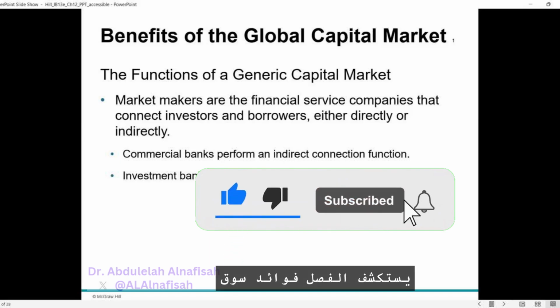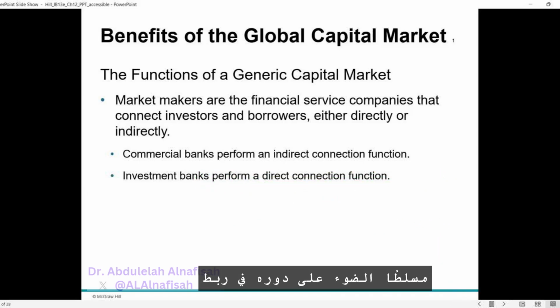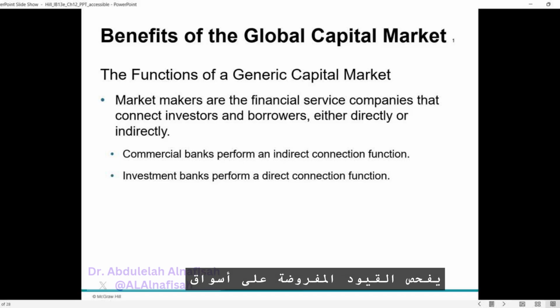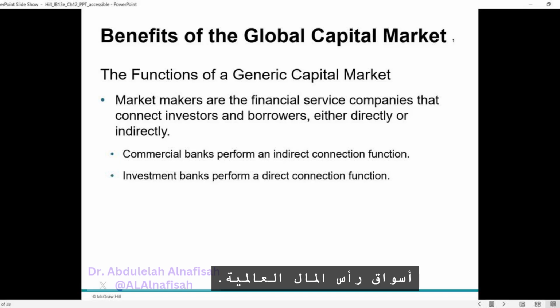The chapter explores the benefits of the global capital market, highlighting its role in connecting investors and borrowers. It examines the limitations of domestic capital markets and the advantages of utilizing global capital markets. Various market segments like the euro currency market, international bond market, and international equity market are reviewed.